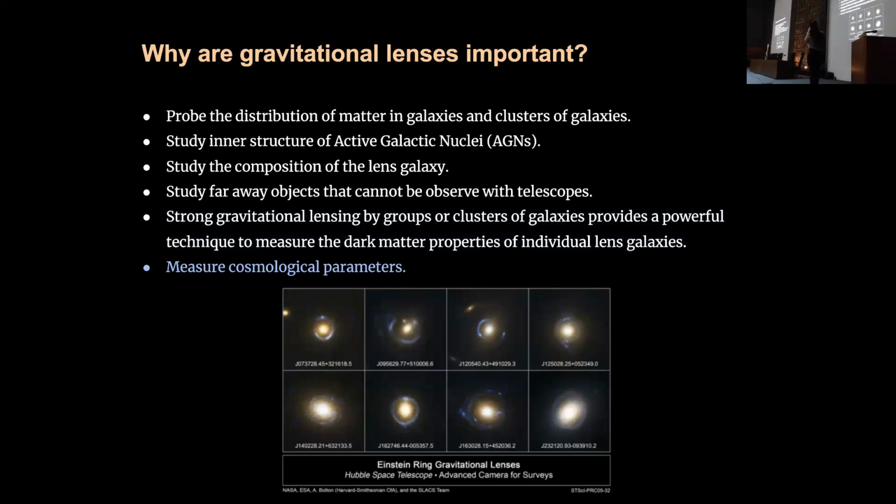But more or less, these are some of the things that we can do with gravitational lensing. We can observe very distant sources. We can probe the distribution of matter in galaxies and clusters of galaxies. We can study the AGN and its internal structure, obtain the black hole mass, and do microlensing, etc. But apart from all of these, we can also measure the cosmological parameters.